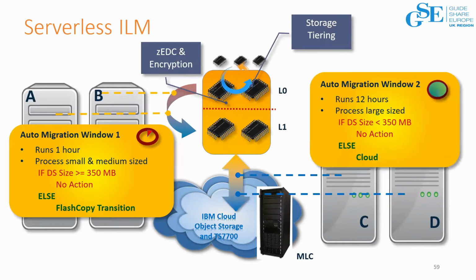And then in this yellow box on the right, we see that we could set up an auto migration window 2, and it's configured to run for 12 hours and migrate the large data sets that were not previously processed to the cloud. So you can see everything's coming together here to ensure you have adequate space, you have secure data, and you're minimizing CPU.